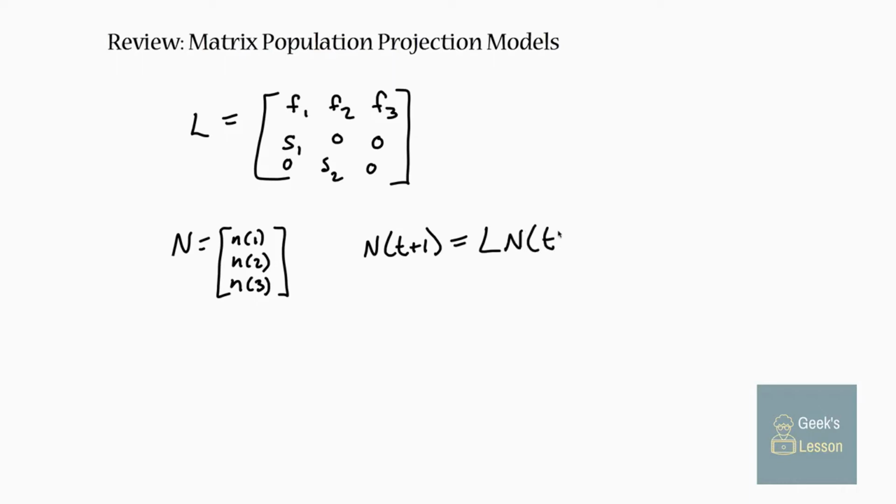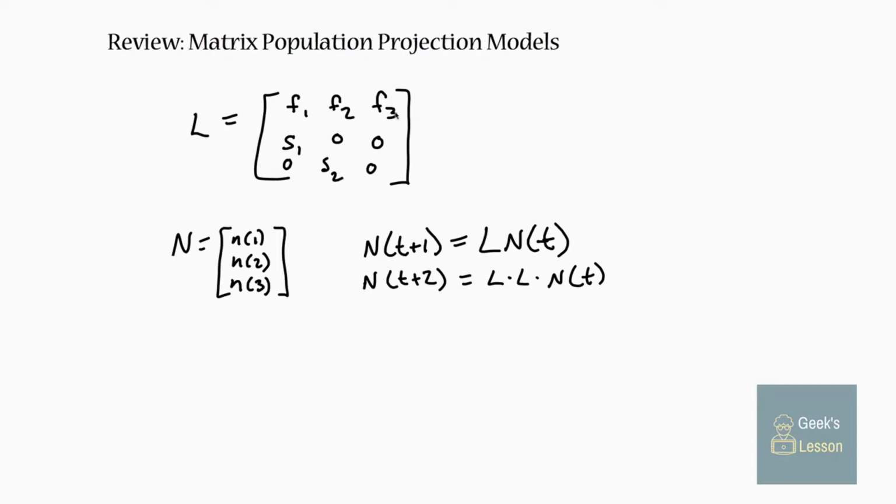You can project your population, which is a vector of the number of individuals of each age or stage, depending on whether it's an age or stage structured model. Right? So you can project n at time t plus 1 is equal to L times n at the current time step. And if you want to go forward in time 2 time steps, you just multiply by the matrix again, assuming that this matrix of fertilities and survivals is constant.